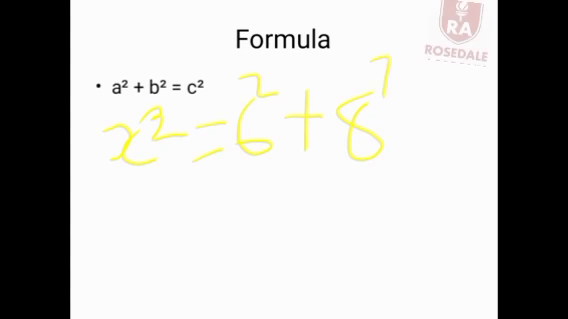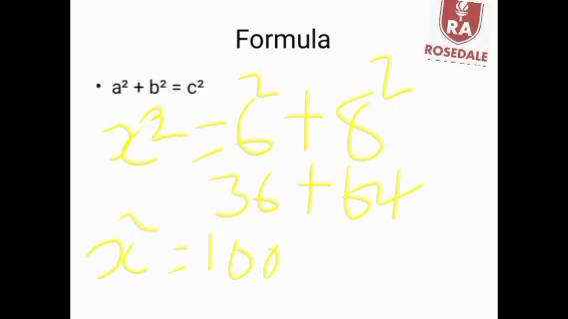This is 36 plus 64. Okay, now everything will amount to x square equals 100. For this reason, our x will give us square root of 100, and this is 10. Okay, this is 10. All right, that's our final answer. I'm sure you are through with the second one already.